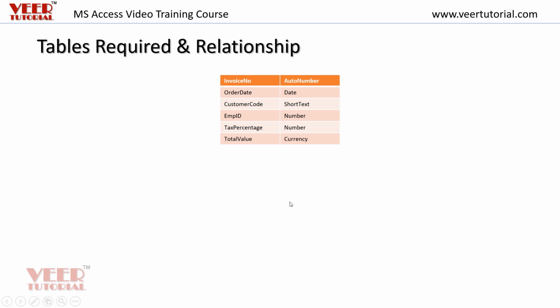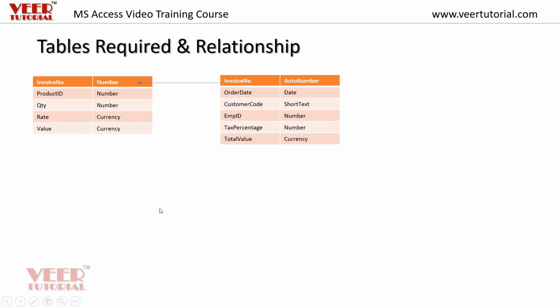So now let me see what is the second table we require. We need an invoice detail table, in which we will store the product ID, quantity, rate, and value. Why do we need another table? Because in an invoice we may have more than one product. So we will create a relationship between these two tables using the invoice number. Invoice number would be the primary key in the invoice table, and this would be the foreign key. And we can create the relationship between these two tables using the invoice number.